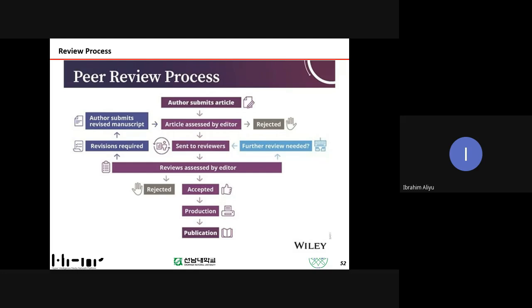He checks it. If the paper meets their standard, he sends it out for review. That is, he sets up a panel, probably three or two, depending on their policy. When they review it, they send their recommendations back to the editor. Based on the advice he gets from this panel, he can either accept your paper if all of them accept it.